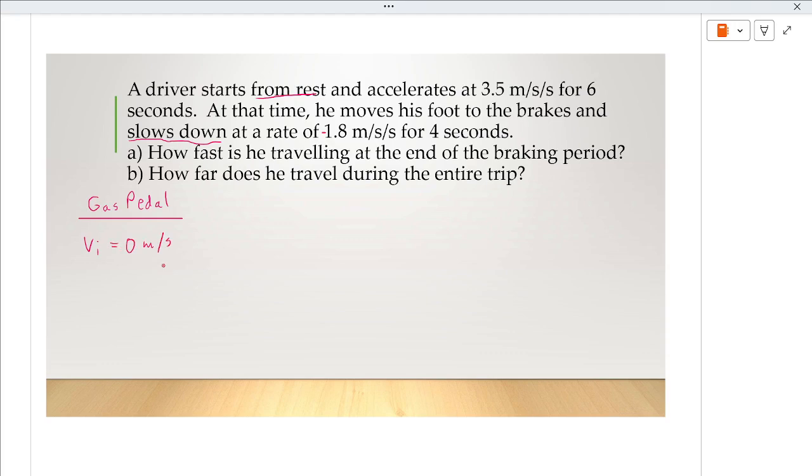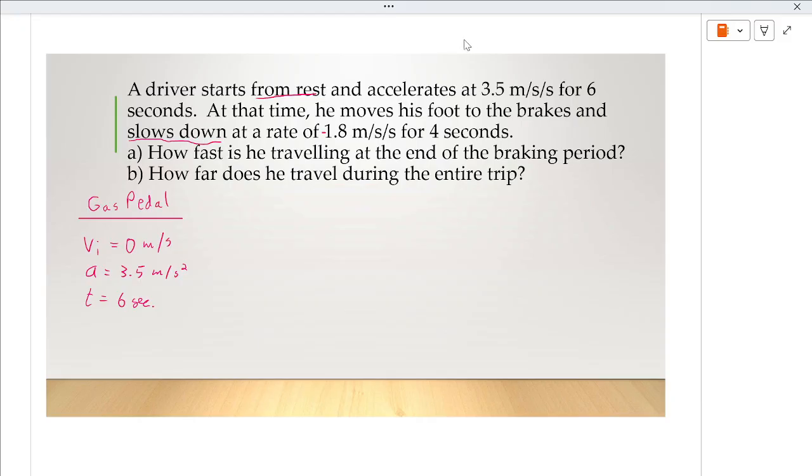What's another piece of information that they give us for the gas pedal part? There's two more. Yeah, the acceleration, so we accelerate at 3.5 meters per second squared, for 6 seconds. We're not to what we want to know yet, so I'll just leave it at that.